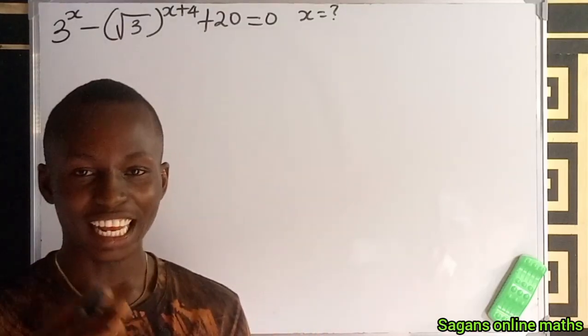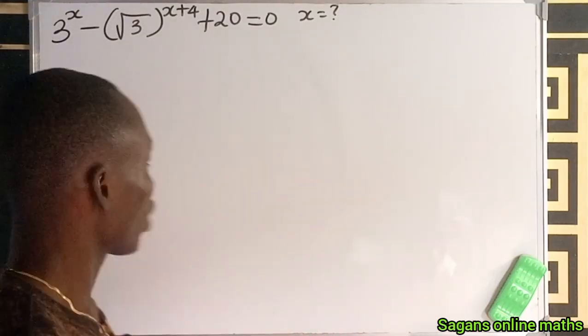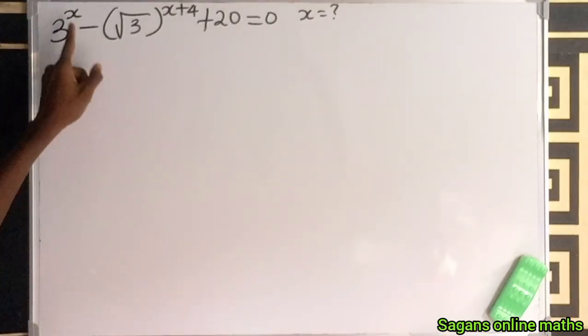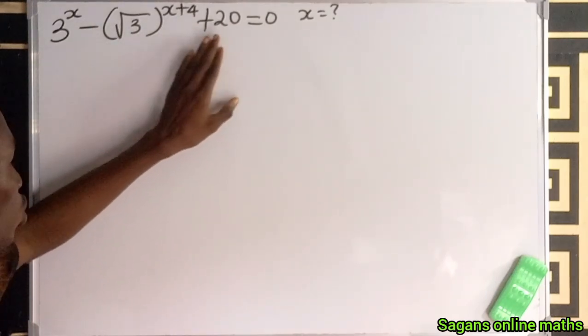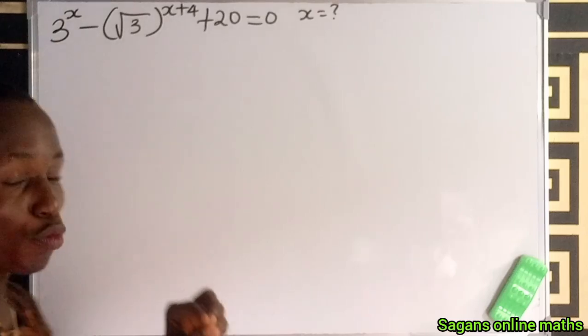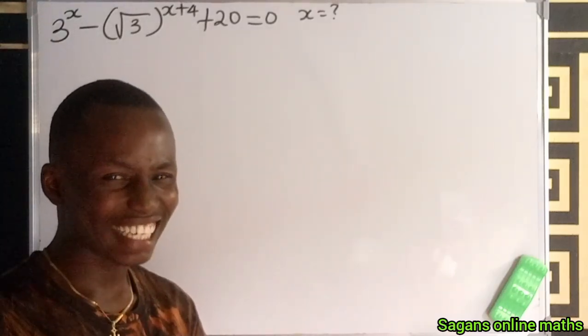Hello everyone, let's solve this question together. Now look at what you are given. We are given that 3 to the power of x minus (root 3) to the power of x plus 4, plus 20 equals 0. We are asked to look for the value of x, right?